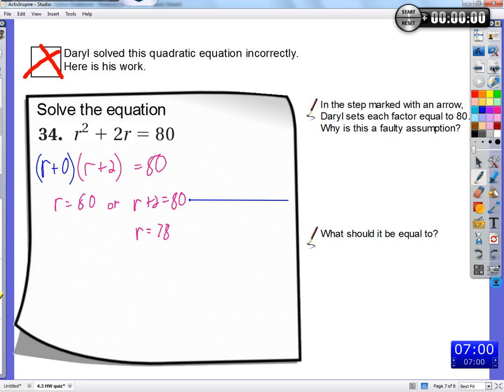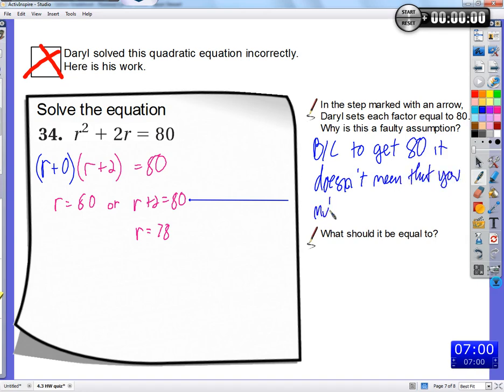Okay. So you can say that to get 80 doesn't mean that you multiply by 80. But if you get 0, you must have multiplied by 0. But if you get 80, it doesn't mean you multiplied by 80.